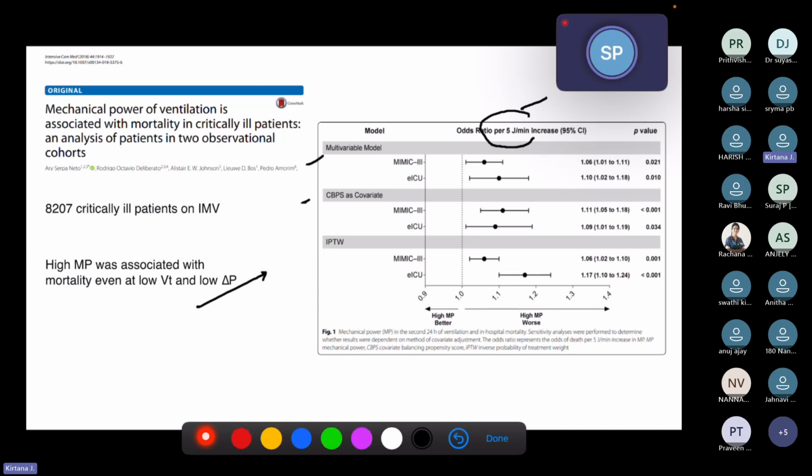They tried to do multiple analyses using different models to remove the confounding factors. In all the different models, the results were the same. You can see the confidence interval is always more than 1 and the p-value is less than 0.05. And when they tried to remove confounding factors like low tidal volume and low driving pressures, even then high mechanical power was associated with mortality. This means that we have to factor in mechanical power when we are ventilating our patients and not just look at the tidal volumes or the driving pressures.